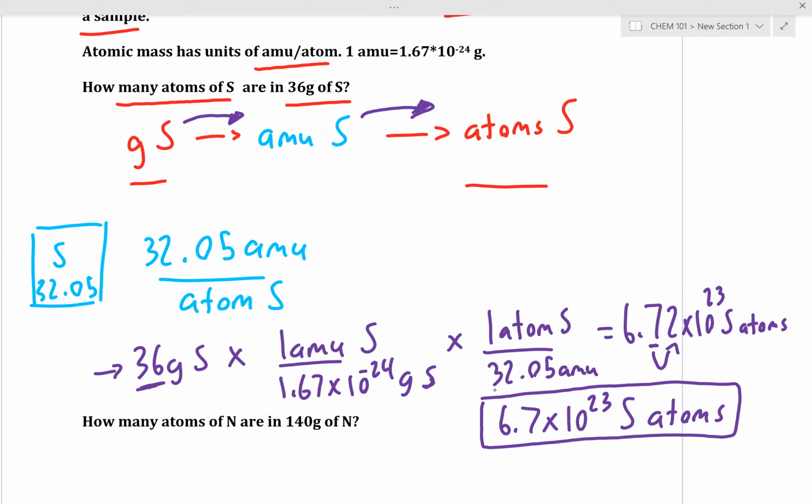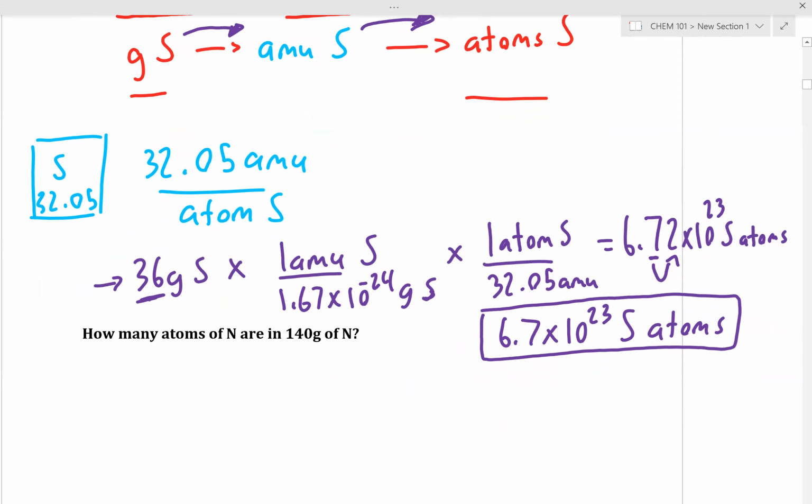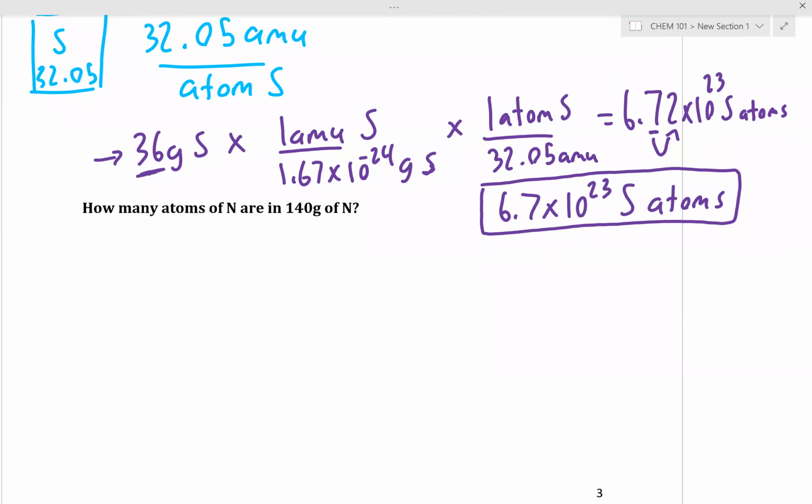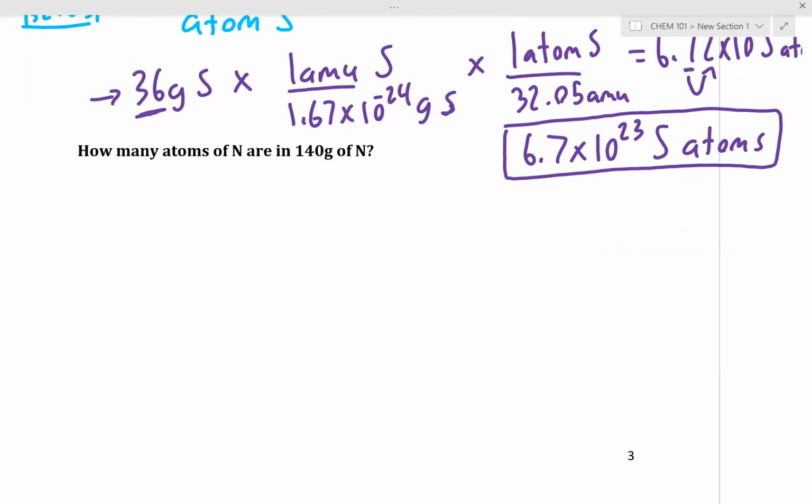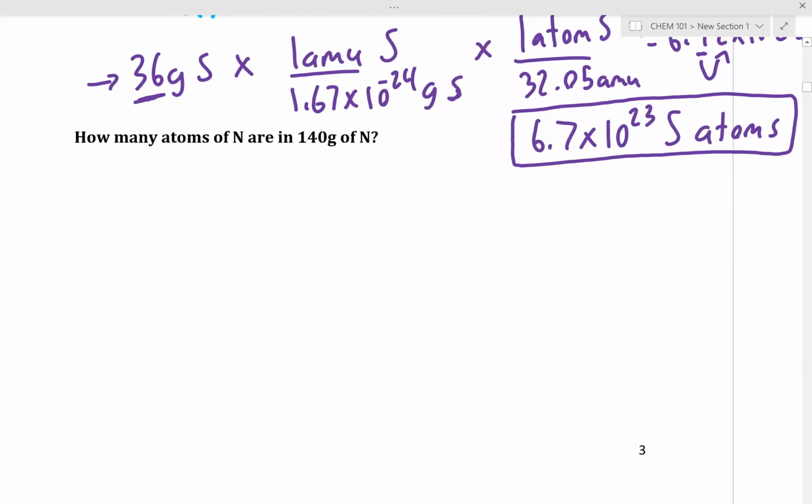Does that make sense on how to use the atomic mass? So let's have you now solve a problem working together in groups. In this next problem, I'm asking how many atoms of nitrogen are in 140 grams of nitrogen. So take a moment, break into groups, don't be shy to talk in groups, and we'll discuss this problem in approximately 2 to 3 minutes.